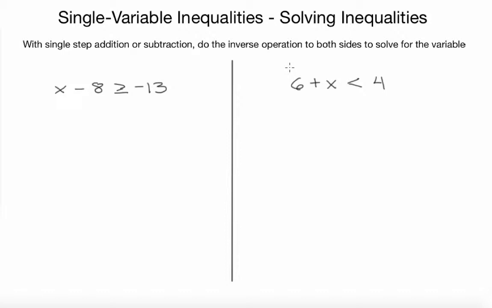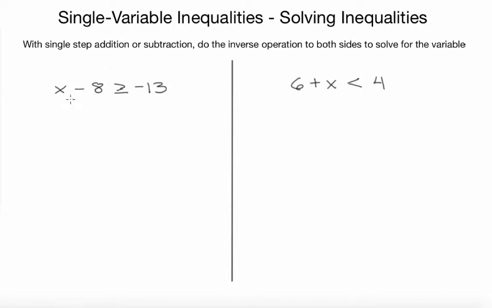really similar process. So with single step addition or subtraction, if I have an inequality and I want to solve the inequality to get the variable by itself, I want to know, well, what are the solutions? What could x be? I simply do the inverse operation to both sides to solve for my variable. So let's talk about what that actually means.